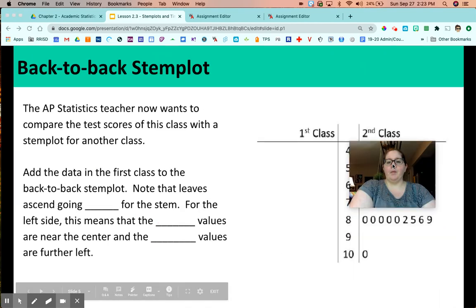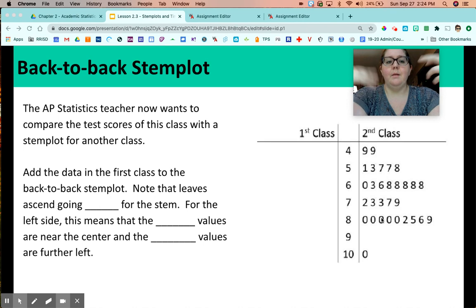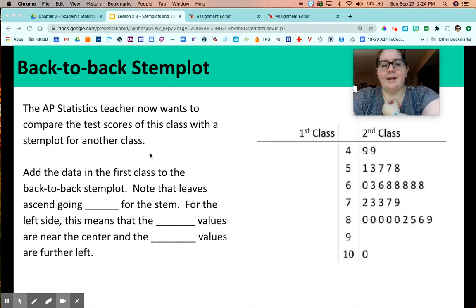Okay, and then the last thing we can do with stem and leaf plots: the way they are made makes it really easy for us to compare 2 sets of data by creating what we call a back-to-back stem plot. So let's say this AP statistics teacher, whose grades we just saw, wants to compare the test scores of this class with a stem plot for another class. So this is the second class's stem plot that we put.